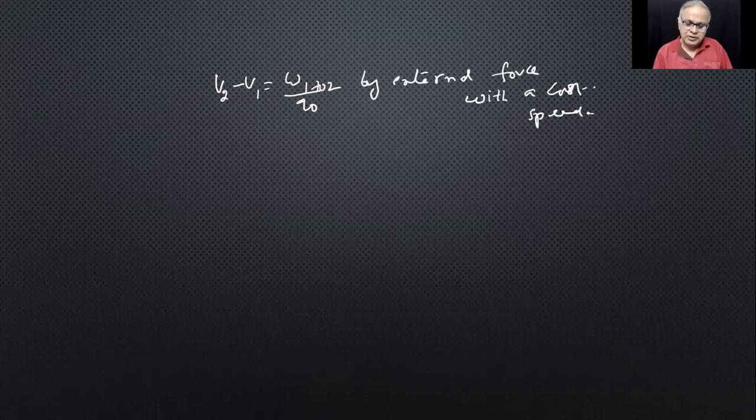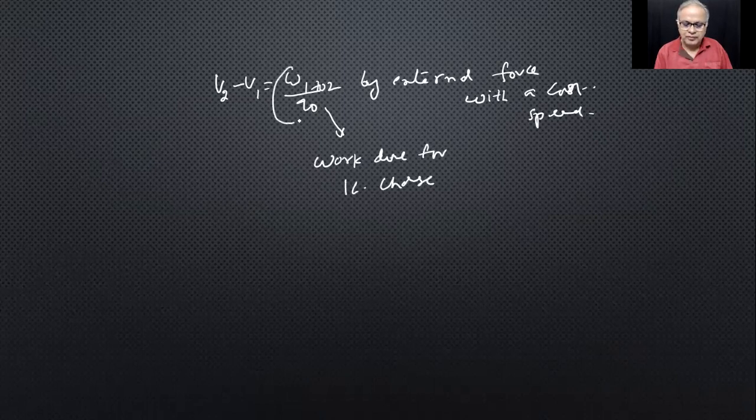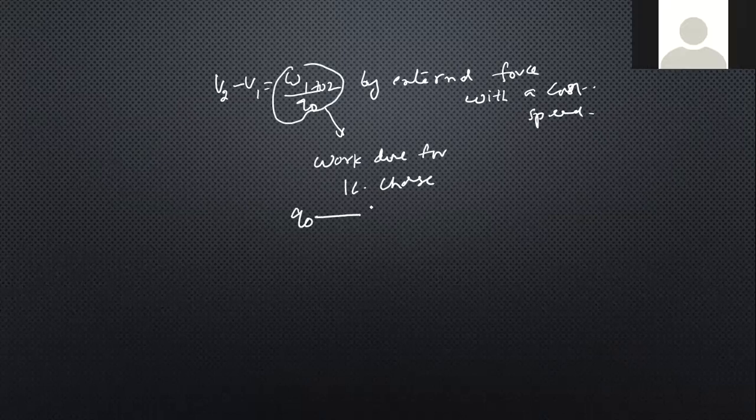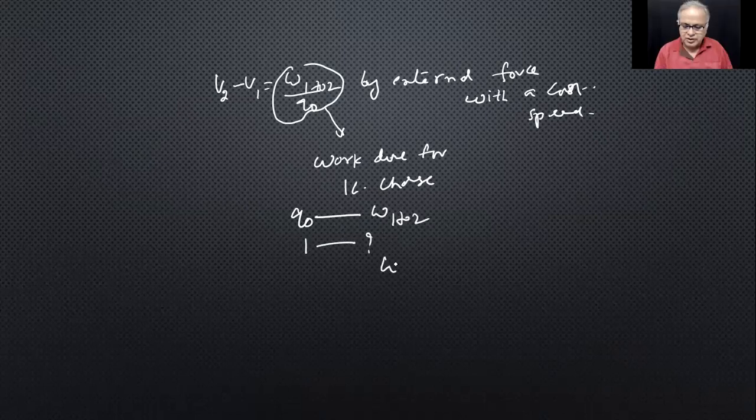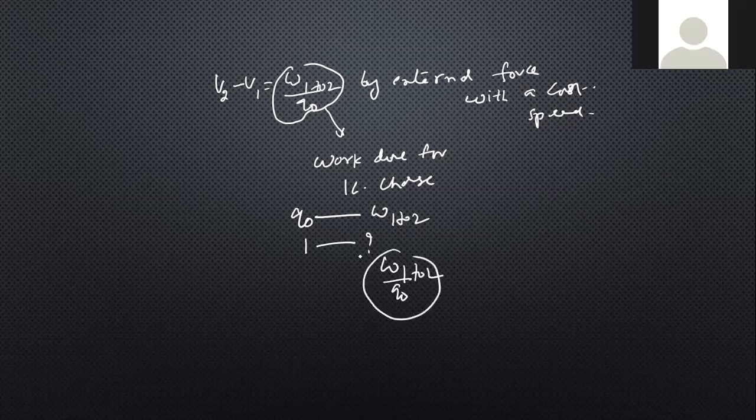See, what do you mean by this? W12 by Q naught means what? This is the work done for 1 coulomb charge, isn't it? This whole thing. For Q naught, you did a work of W12. For 1, how much? W12 by Q naught, isn't it? Yes. What do you say?